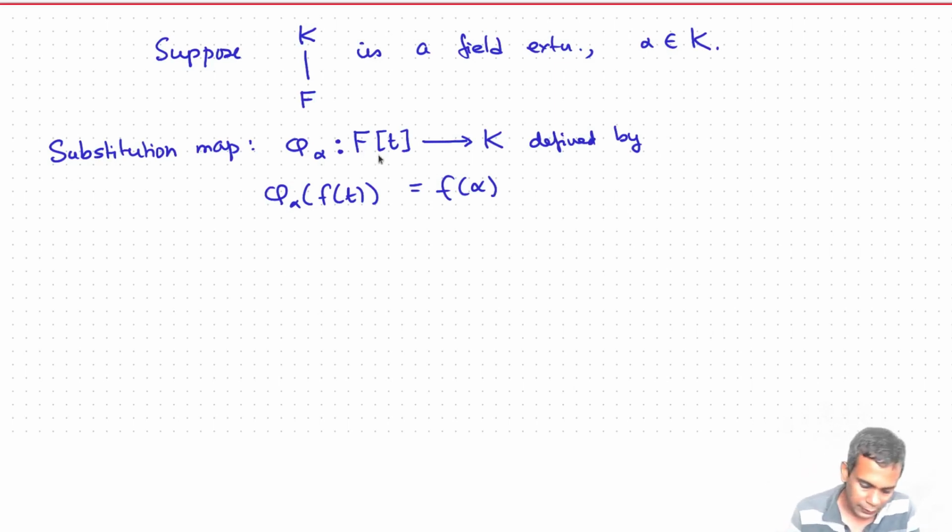Okay, so this is a ring homomorphism. It's not difficult to see that this is a ring homomorphism from the ring of polynomials F[T] to the field K. Now consider the kernel of phi alpha.